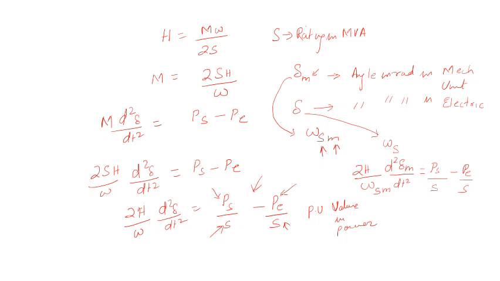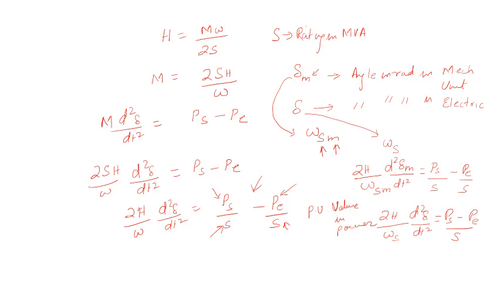Okay, and if I want to use the swing equation on our electrical side, I'll replace this with d square delta upon dt square is equal to Ps minus Pe upon S. So this is the difference: you can use both equations on both sides, either in the mechanical side or in the electrical side.